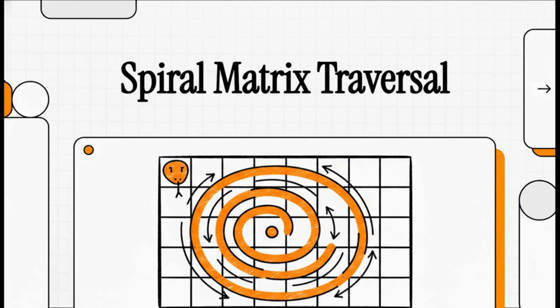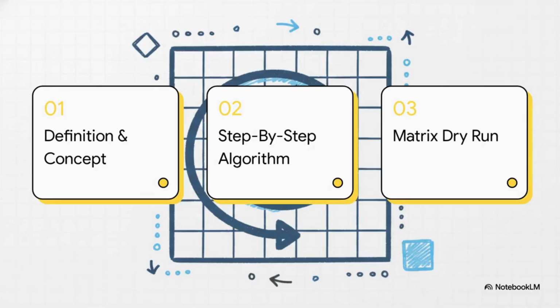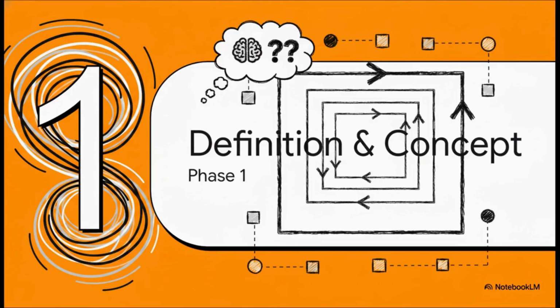We're going to take the core concepts from our source material and translate them directly into visual steps so this whole logic becomes crystal clear. To make this efficient, we're breaking our journey down into a really structured three-phase roadmap. First, the definition and core concept, then the step-by-step algorithm, and finally a full matrix dry run execution. All right, let's jump right into Phase 1, definition and core concept.